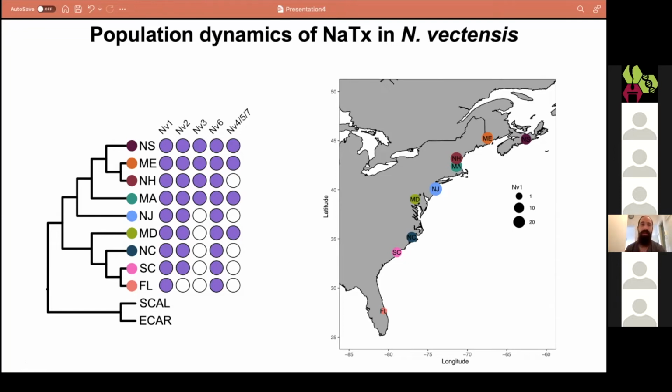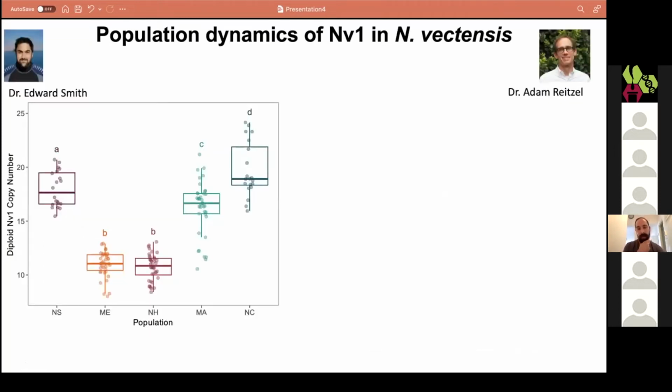However, from transcriptomics, we are unaware if this single copy is just in a high copy number or is in fact a single copy in the genome. So in collaboration with a lab in North Carolina, Ed Smith and Adam Reitzel, they performed qPCR using genomic data, and found that indeed Florida has a single copy in the diploid genome. They further show that there are significantly different copy numbers in different populations, except for Maine and New Hampshire, suggesting that both the expansion and contraction of NV1 is highly dynamic.